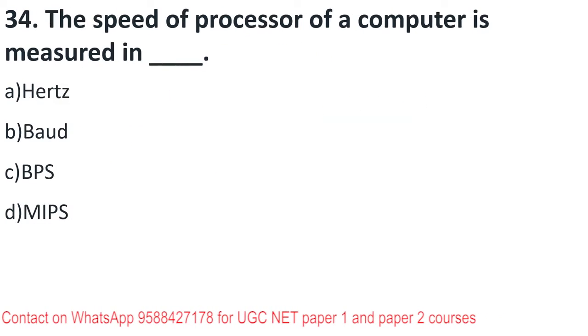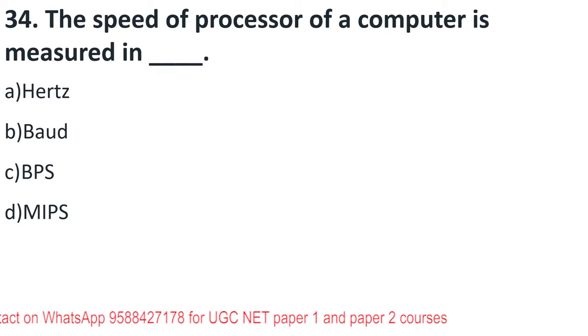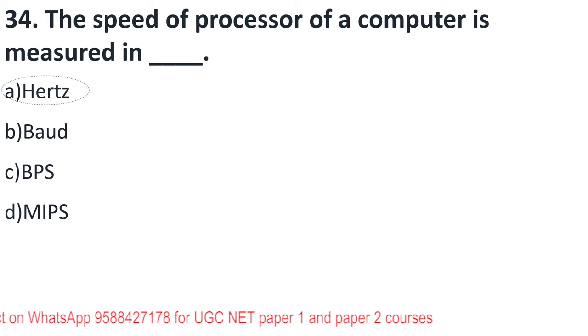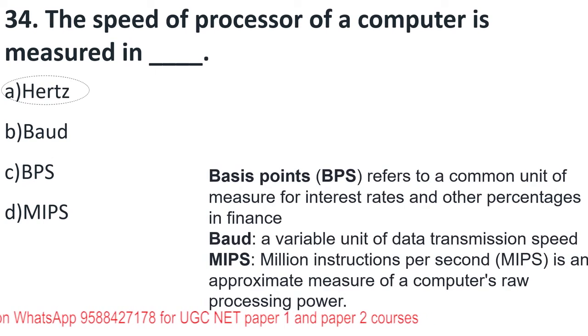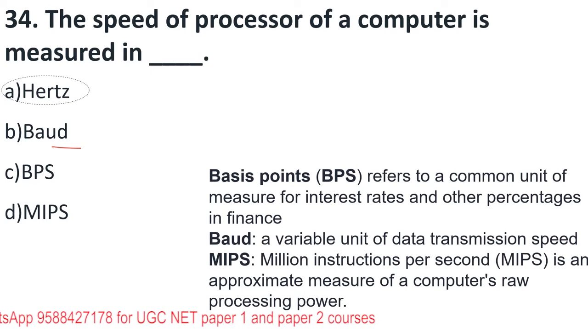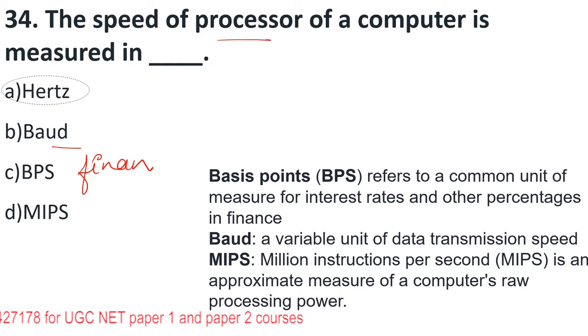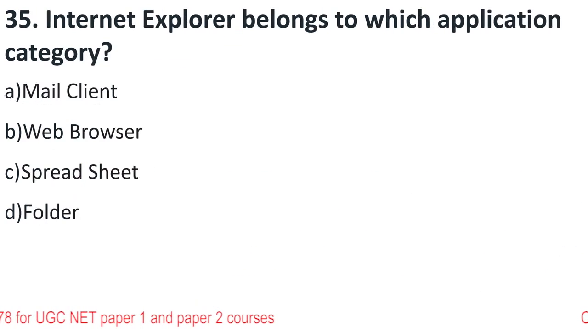The speed of processor of a computer is measured in hertz, baud, bps, or MIPS. The right answer is option A, hertz. Let's look at other options as well. Baud, students, it is used for data transmission speed. BPS is used in finance. Okay, and MIPS is million instructions per second. Okay, so for processor speed, we are using hertz, like 5 gigahertz, 6 gigahertz, like that.